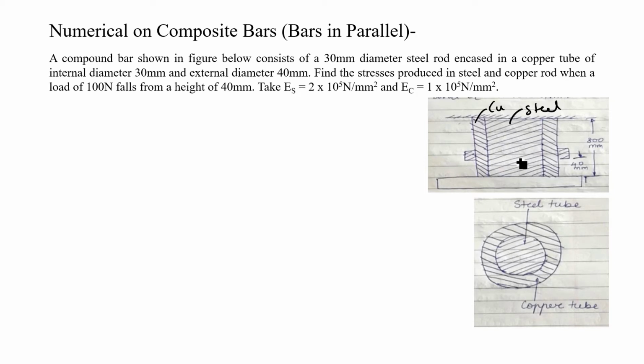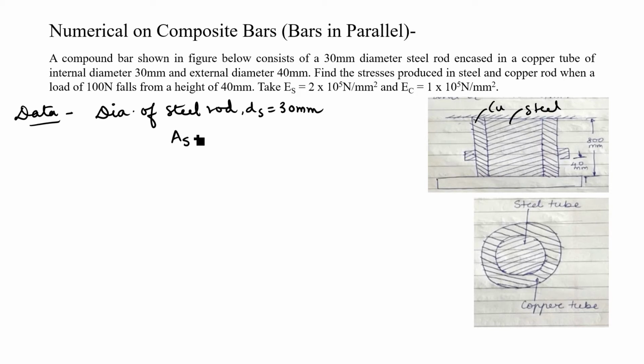Now if you observe carefully, the inner one is a solid bar which has diameter 30 mm as given in the question. So I'll start with the data given in the question. That is the diameter of the steel rod. Let me call it DS. This is given as 30 mm. Since the diameter is known, I can calculate the area. Say I call it AS. It will be pi by 4 DS square, which will be pi by 4 into 30 square. I'll leave it in terms of pi. So this will be 225 pi mm square.